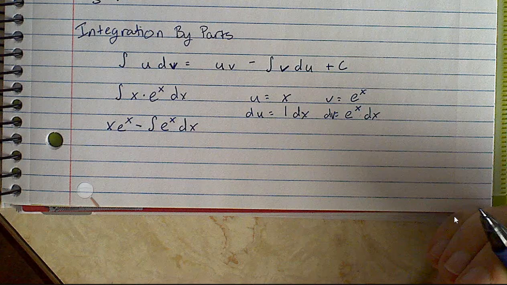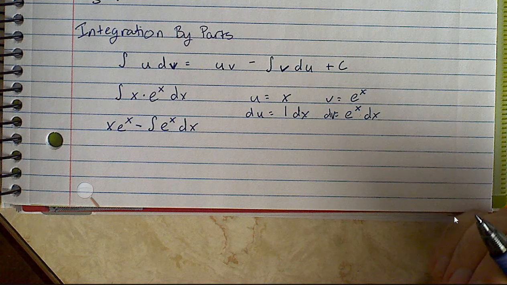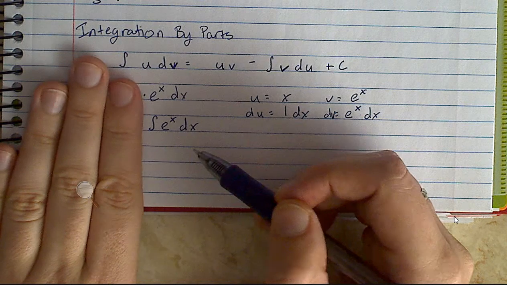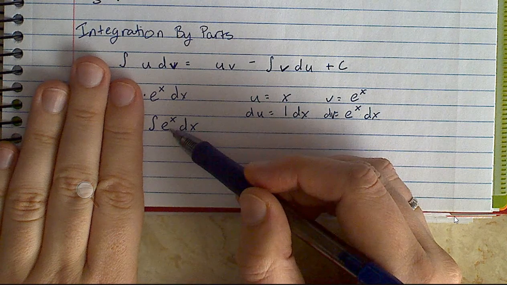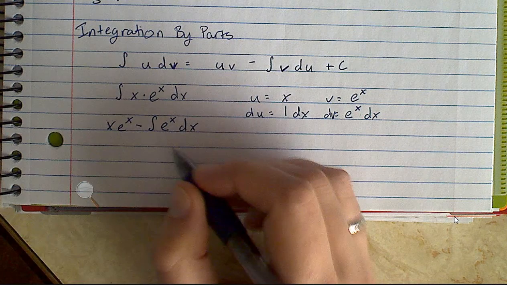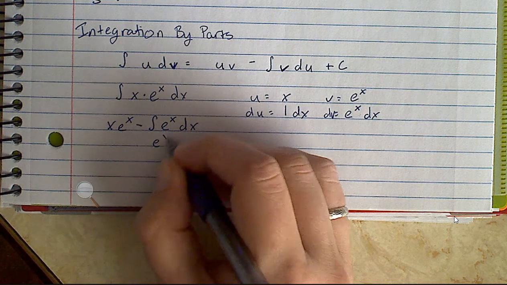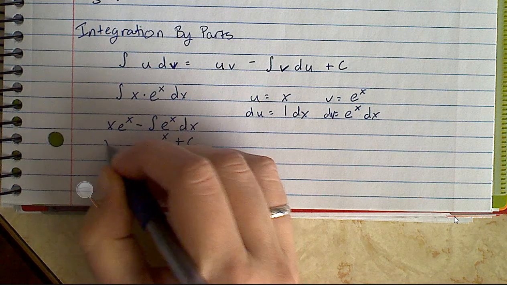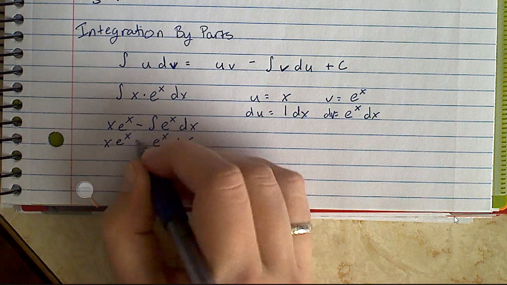I can do that just fine, right? So if I forget that this part's here, I can do this integral pretty easily. So this is just going to be e to the x plus c. And then over here I've got x e to the x minus that.